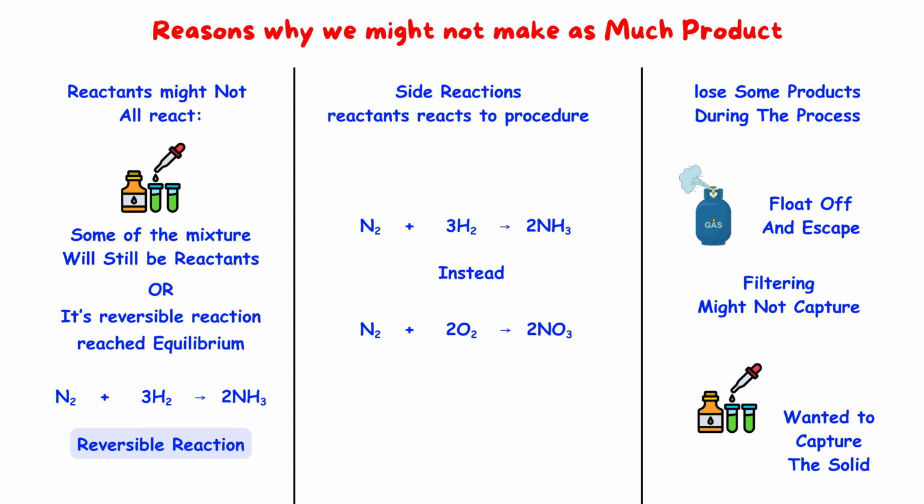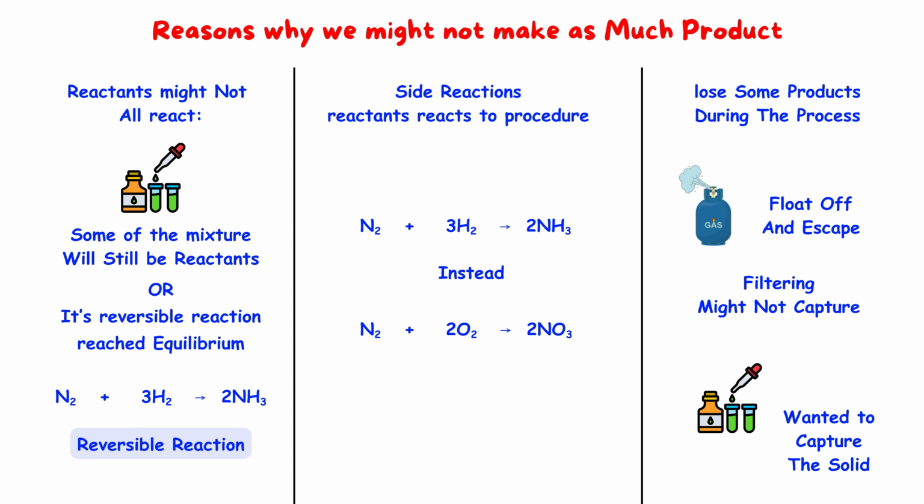The third and simpler reason is that we may lose some of the product during the actual process, especially during handling and separation steps. For instance, if the product is a gas, it may escape from the container before it can be collected, or if we are separating a mixture by filtration, some of the product might remain stuck in the test tube, on the filter paper, or on the solid being separated.